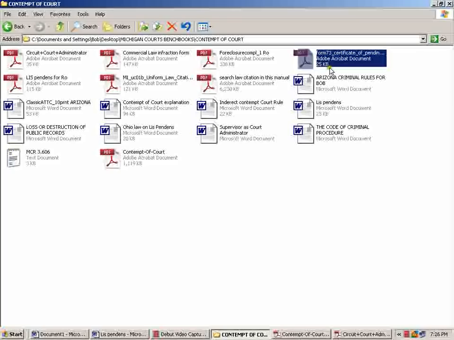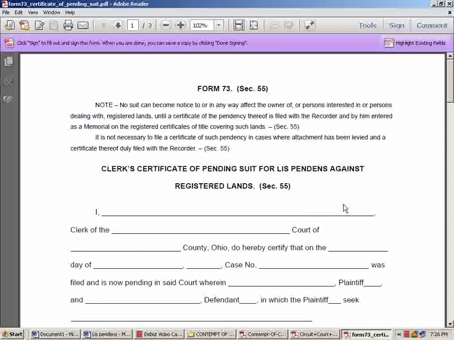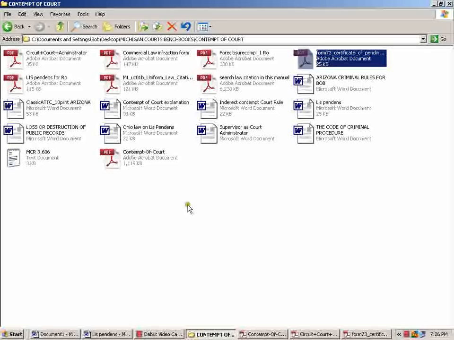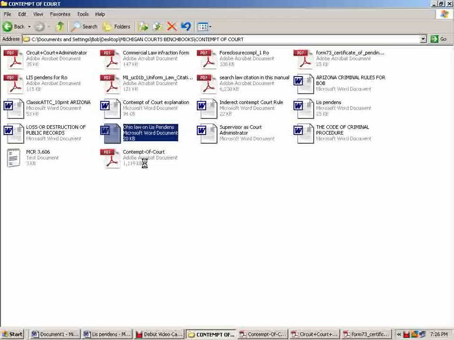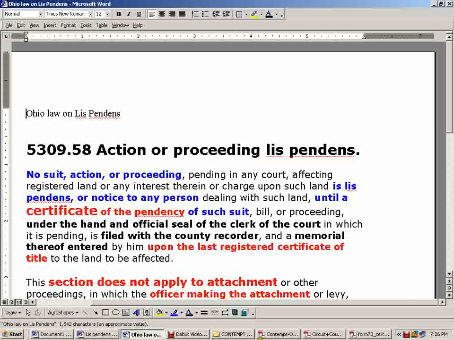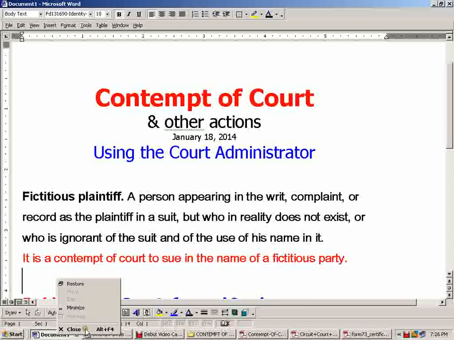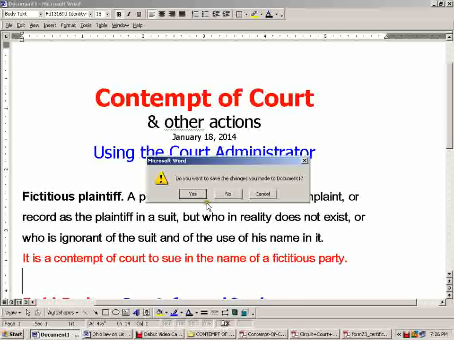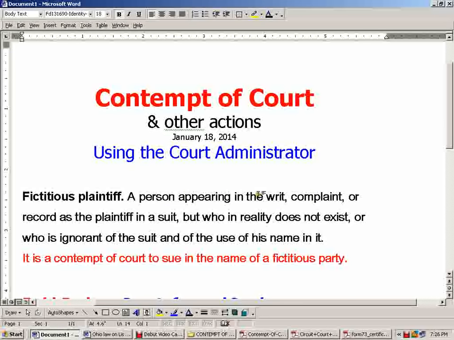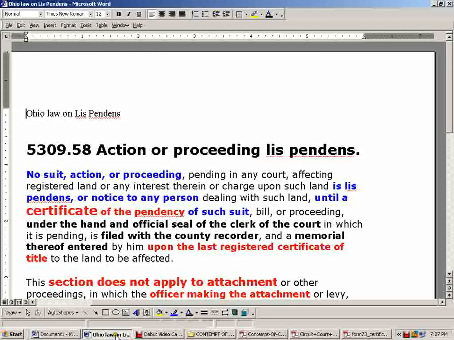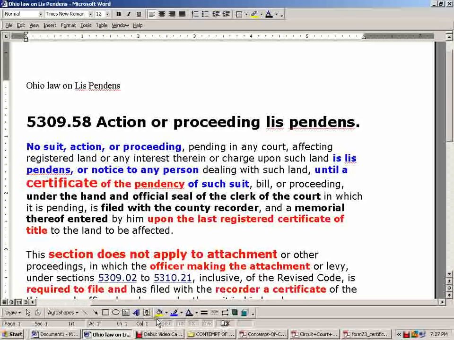Hang on a second here. Alright, there's that. And then I need, where is that? Ohio's law. Okay. Close. Close. Cancel. Don't need that one right now. Alright, let's look at the form first.